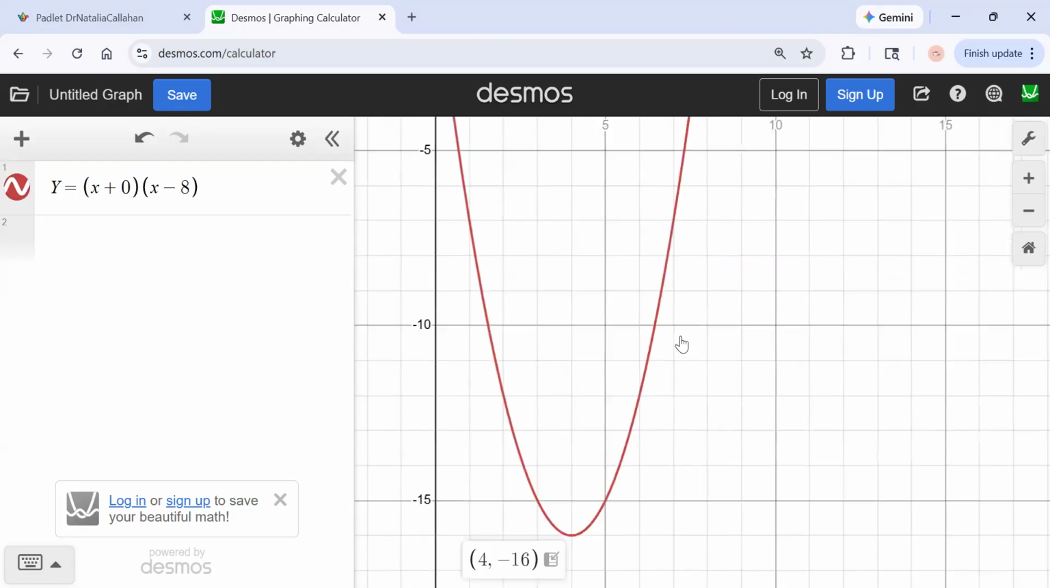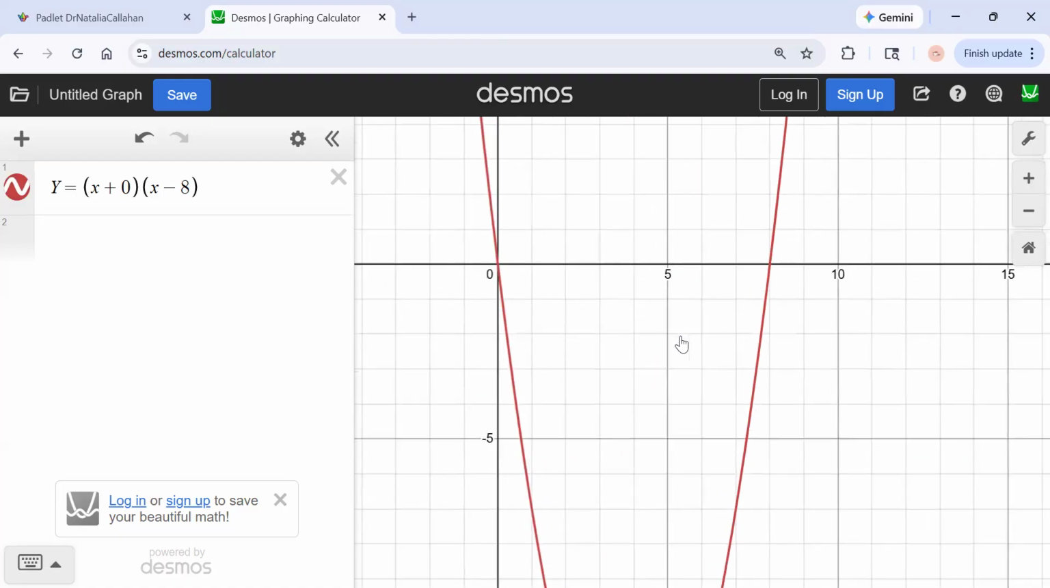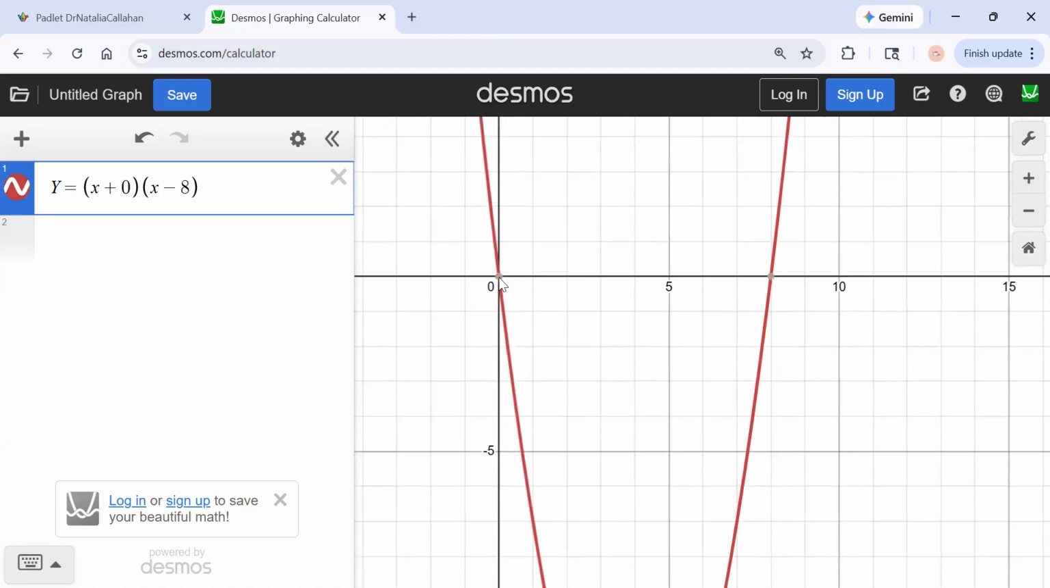Okay, now y-intercept. So where does this cross the y-axis? Well, guess what? The y-intercept is going to be at 0, 0. Do you see that? Yes. That's the y-intercept, right? Okay.